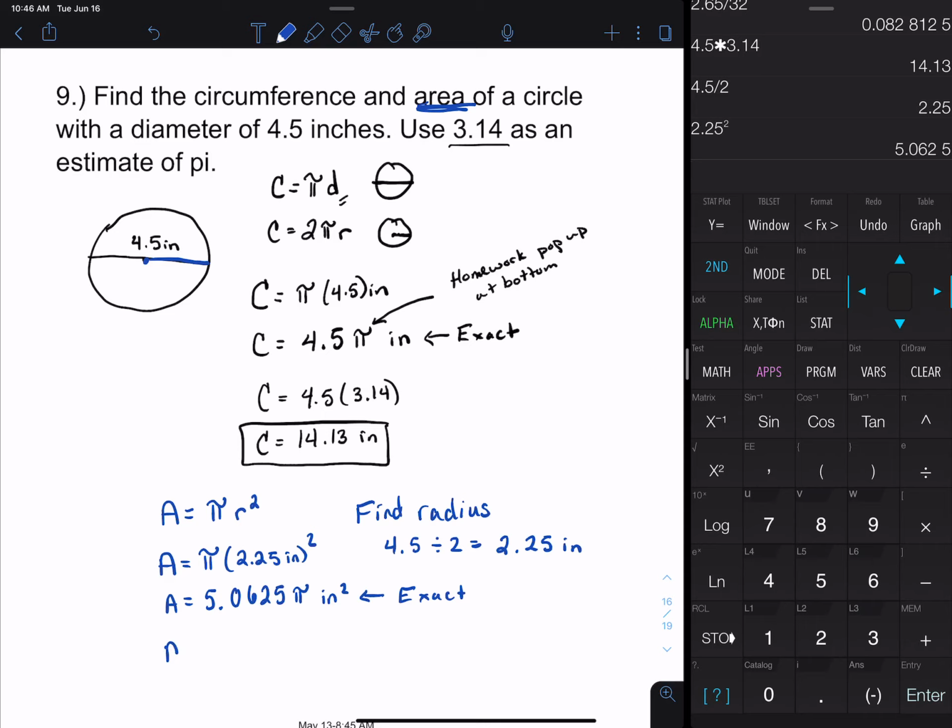So this is what I would give as an exact answer. But they asked us to estimate, so I'm really going to do that: 5.0625 times 3.14, the number they told me to plug in for pi. And that's going to tell me that the area is 15.89625 inches squared for our estimate.